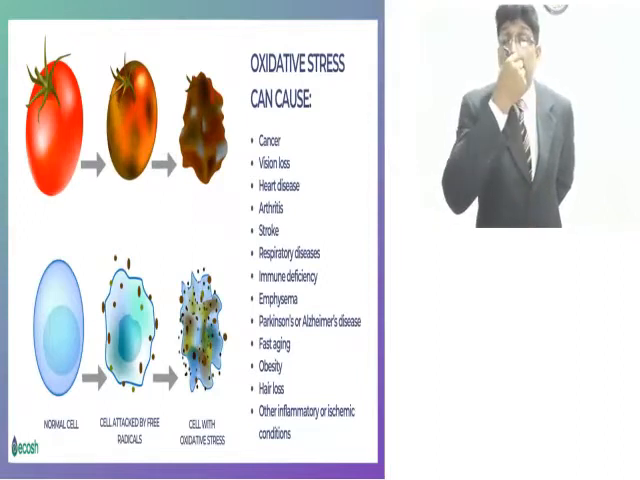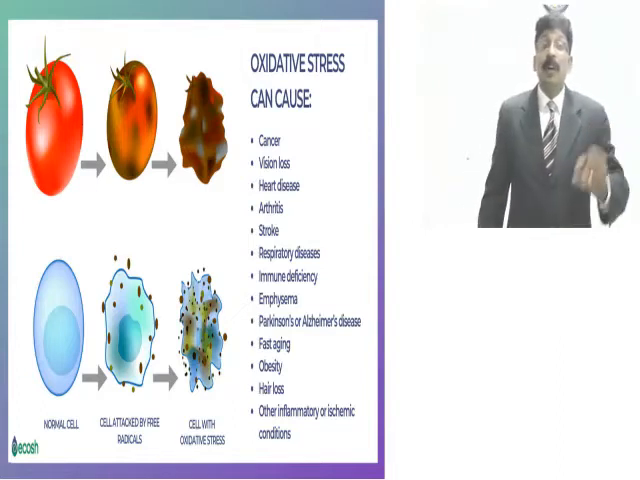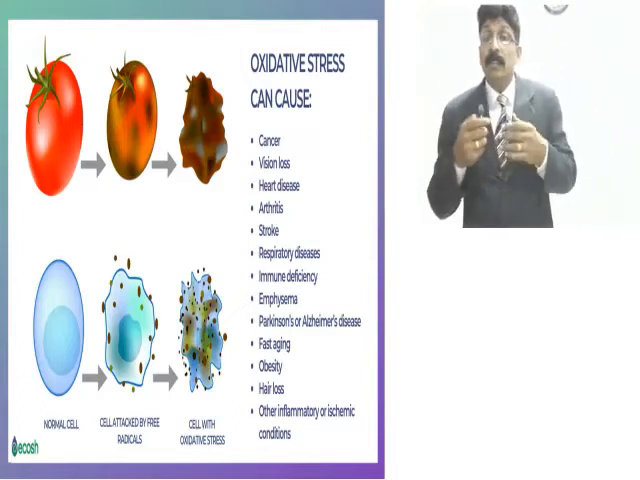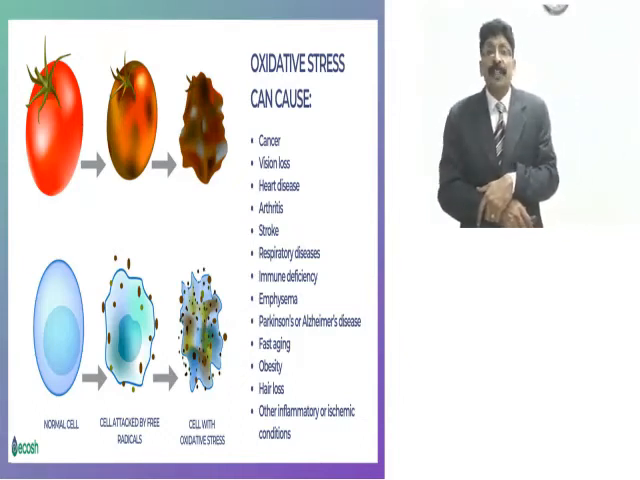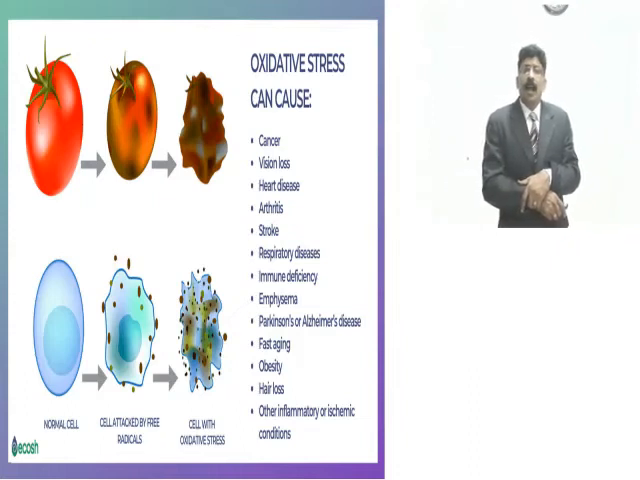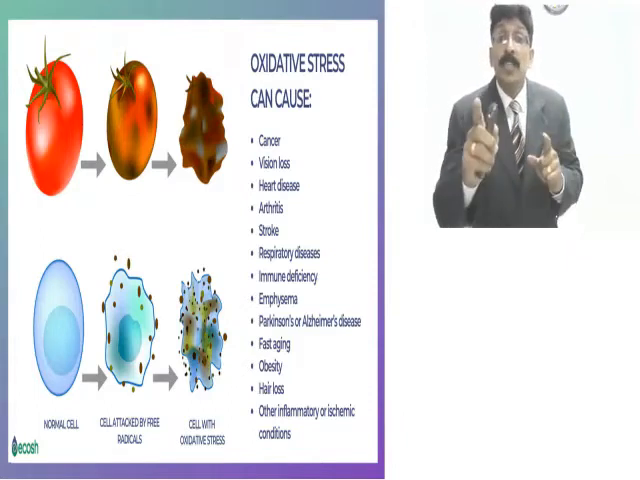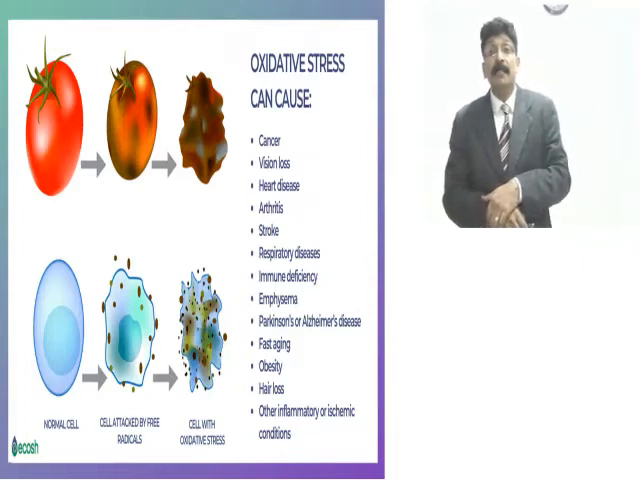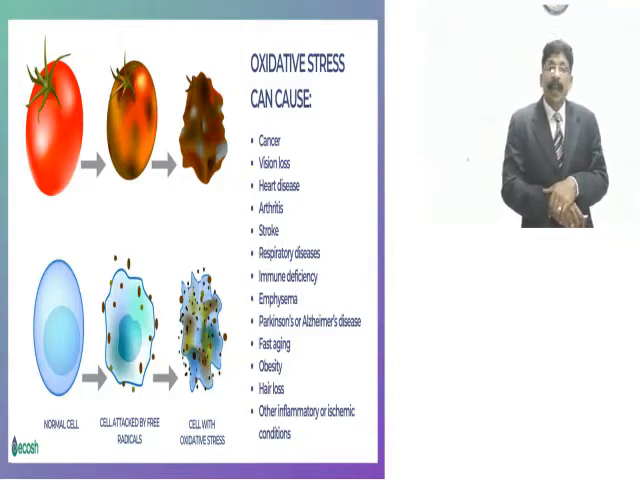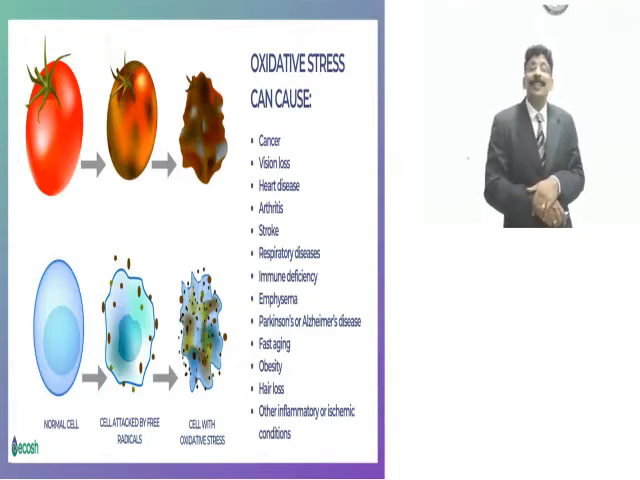And what do we mean by oxidative stress? It can cause cancer, vision loss, heart disease, arthritis, stroke, respiratory diseases, immune deficiency, emphysema, Parkinsonism, and Alzheimer's disease, fast aging, obesity, hair loss, other inflammatory or ischemic conditions can also be seen due to oxidative stress.